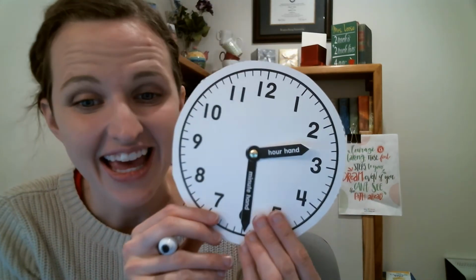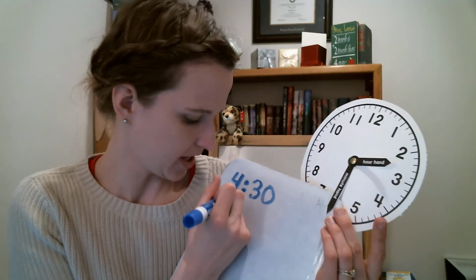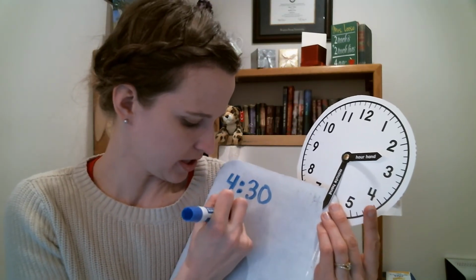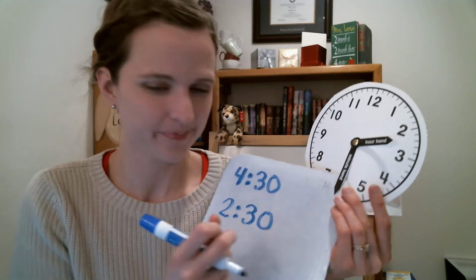If I want to show you 2:30, I would bring it up like this. It's halfway between the 2 and the 3 because we're halfway to the 3 o'clock. But it's not 3 o'clock yet. It's 2:30.